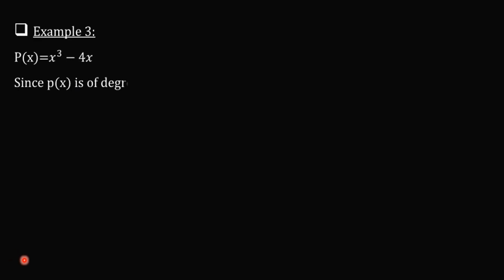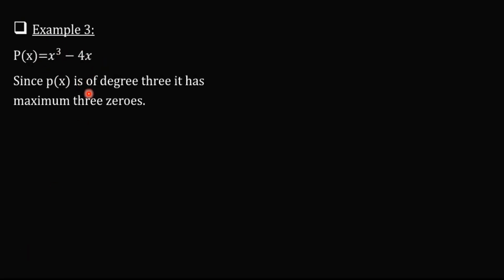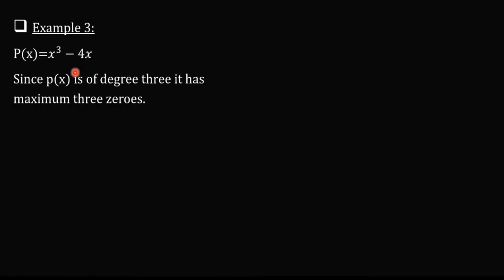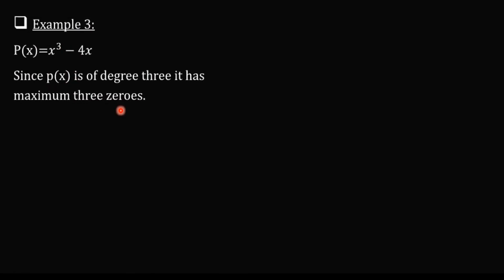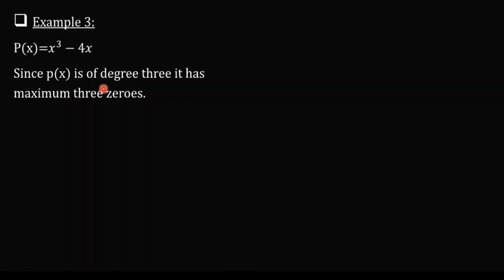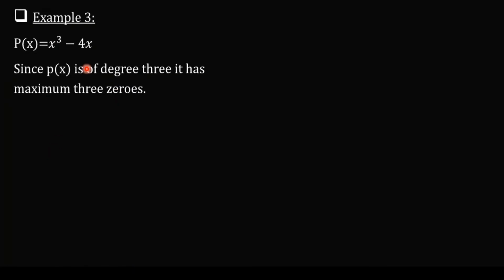So the next problem, p of x equal to x cube minus 4x. We have to find the zeros here. For that, at first note that the degree of the polynomial is 3. Then p of x is of degree 3, so it has a maximum of 3 zeros. That is, the polynomial may have at most 3 zeros here.